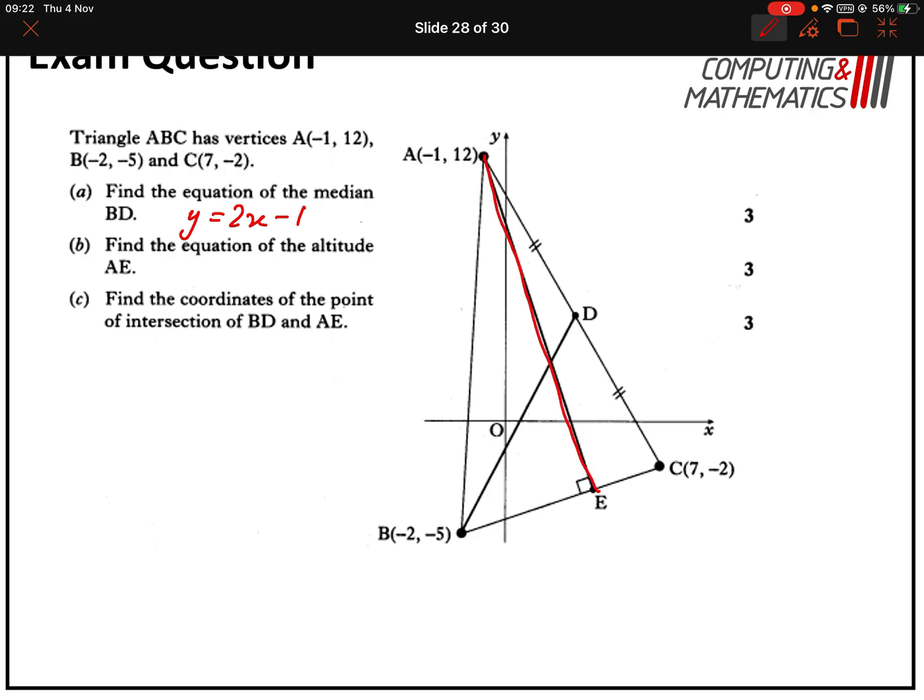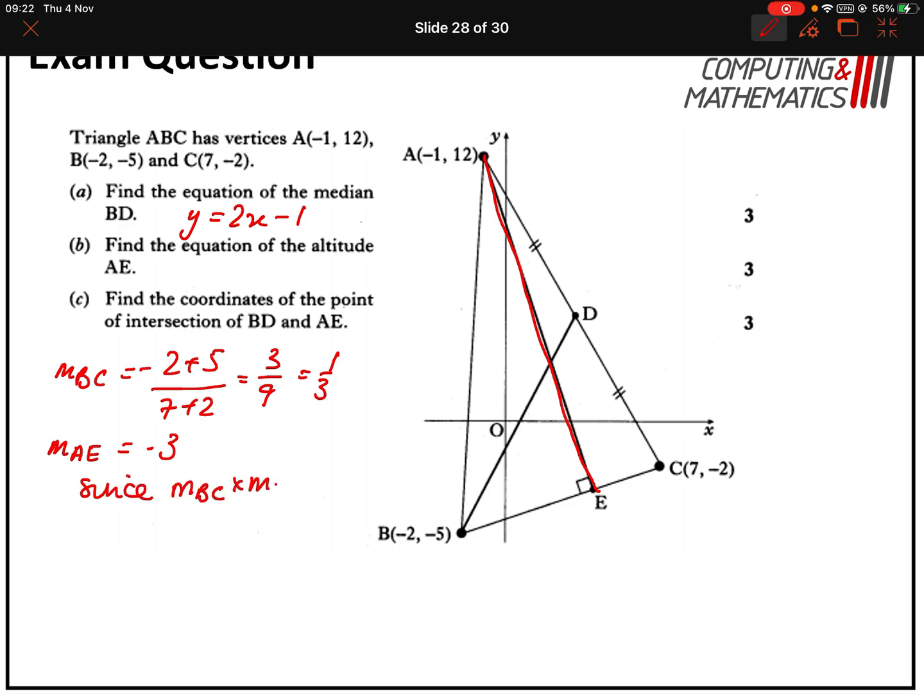Okay, so I want to find the gradient of BC. So the gradient of BC is minus 2 plus 5 over 7 plus 2. So we end up with 3 over 9, which is a third. Okay, I then want to find the gradient of AE. So the gradient of AE is the perpendicular one, so that would be minus 3. And I would have to write in since m of BC times m of AE is equal to minus 1.